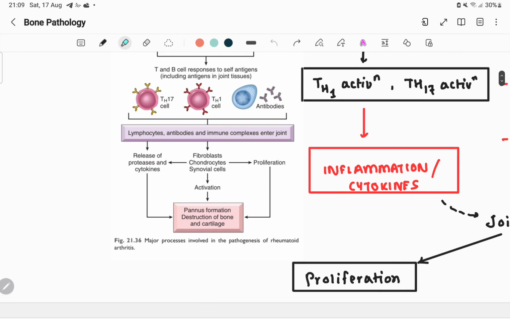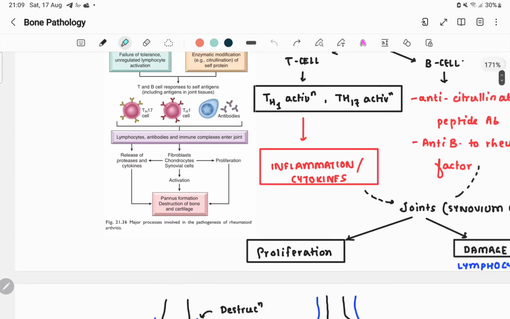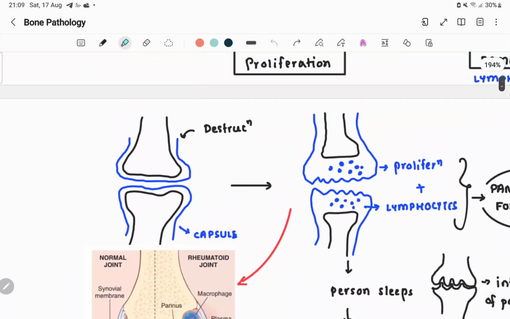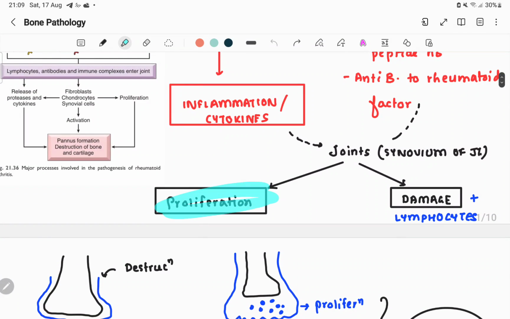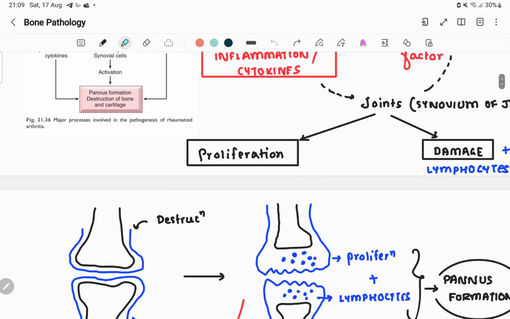This will enter the joints. This will cause release of proteases and cytokines, and cells proliferate and activate. Pannus formation will be there. What is pannus formation? Look at this. Some granulation tissue will be present. This proliferation plus these lymphocytes are actually called the pannus formation.